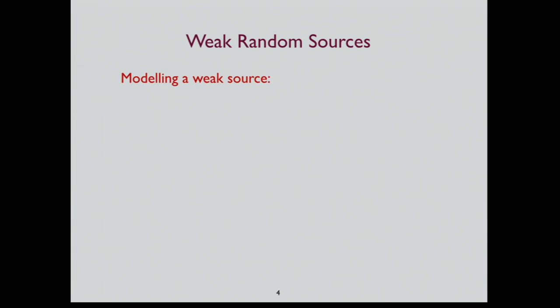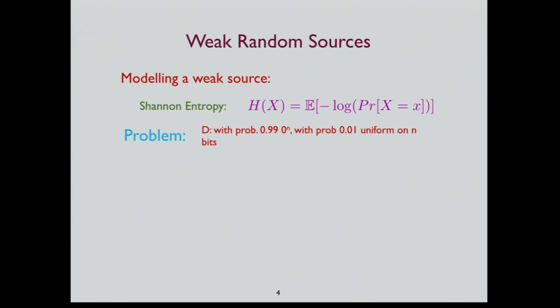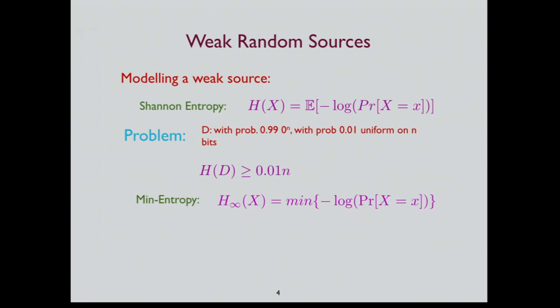Now we want to model a weak random source. If you haven't seen this, your first thought might be, let's just use the Shannon entropy, which you're probably all familiar with. This turns out not to be ideal, because the Shannon entropy could, for example, place very high probability, like 99%, on some fixed string, which is completely useless, and with probability 0.01, it's uniform on n bits. So this has a significant amount of entropy, but you won't be able to do much with it, because with probability 0.99, it's useless.